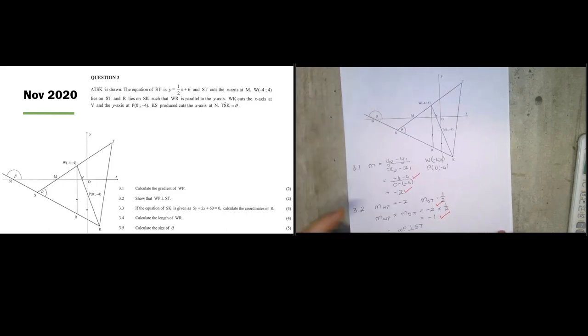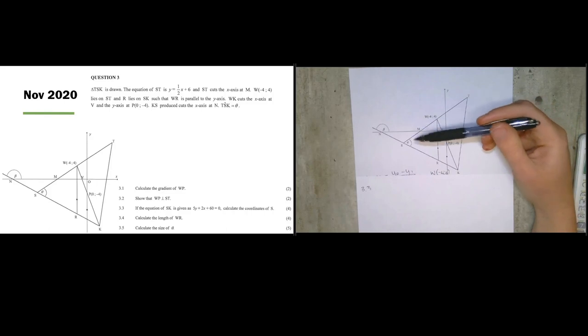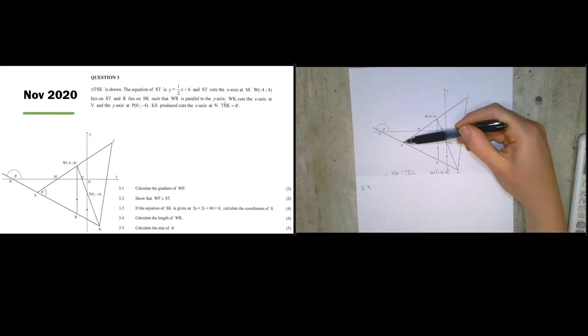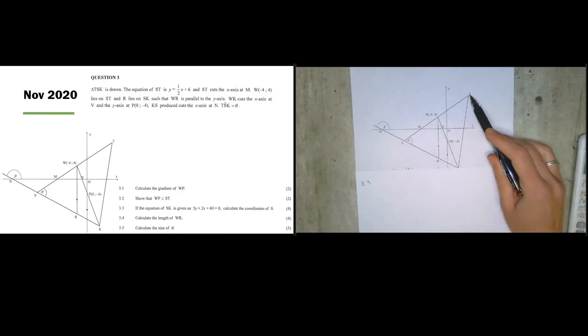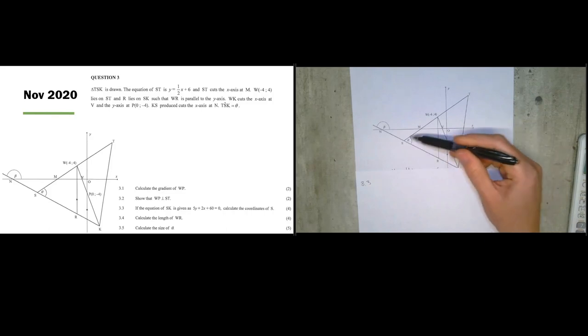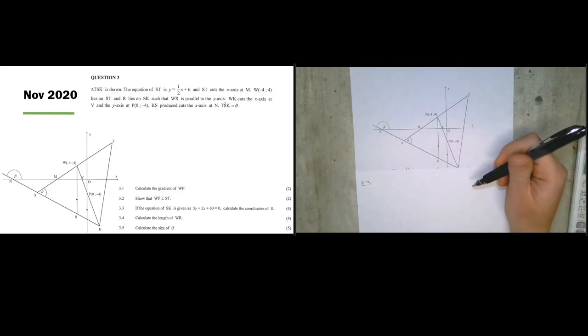Question 3.3. They ask us the following. They say, if the equation of SK is given as 5y plus 2x plus 60 equals 0, calculate the coordinates of S. So they're now giving me the equation of line SK, and they're asking me the coordinates of S. Remember, what else have they given me? They've given me the equation of line ST, and I know S is on SK and on ST. So I can solve this with simultaneous equations.